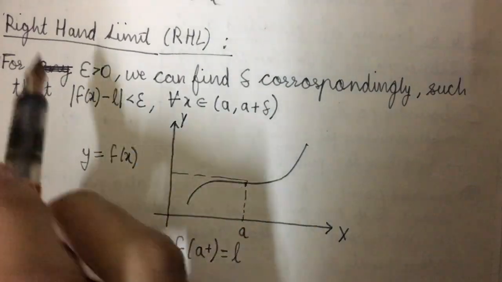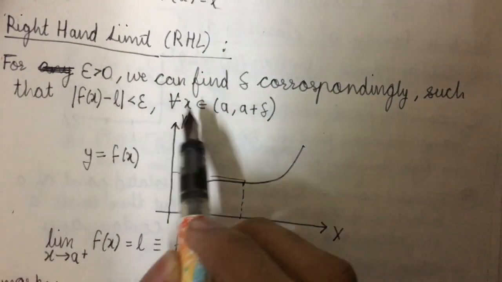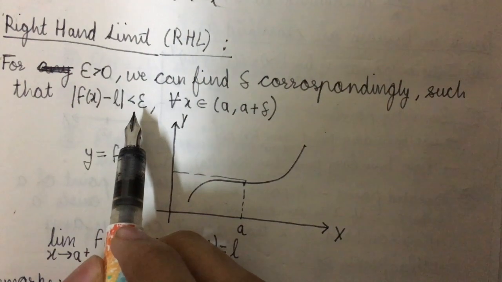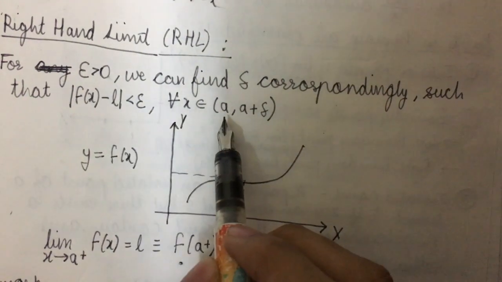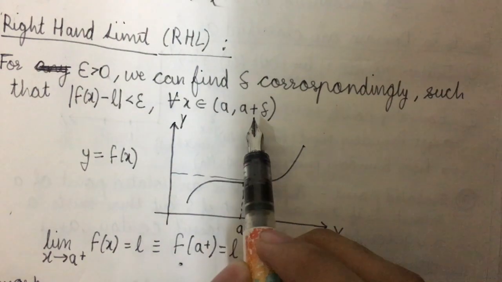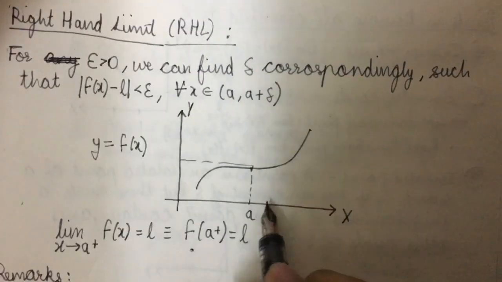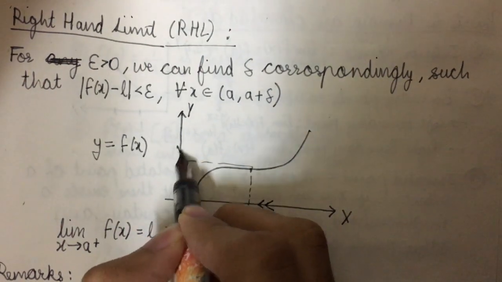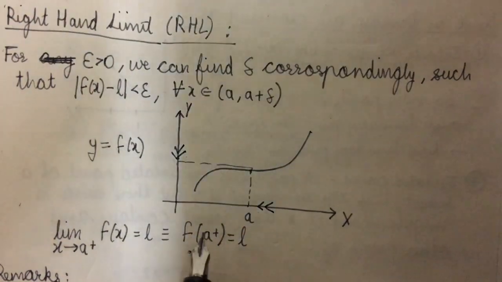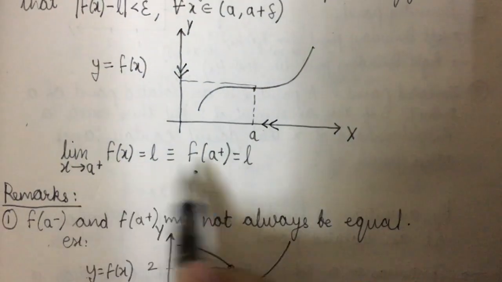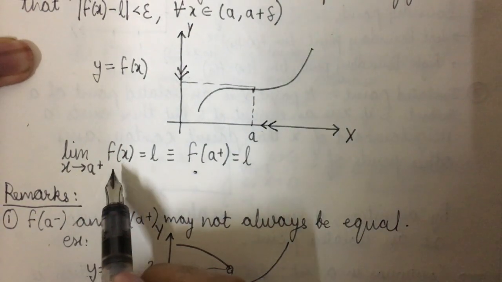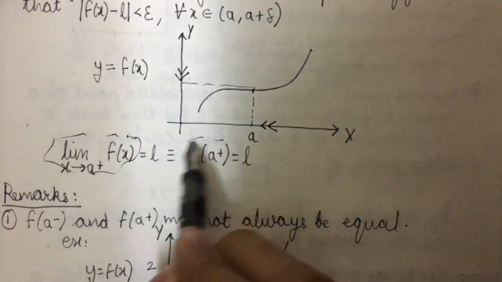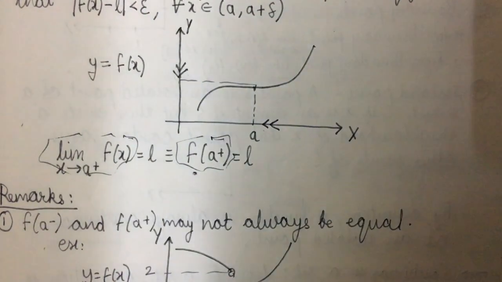Similarly, for the right hand limit, the definition is for epsilon greater than 0, we can find delta correspondingly such that mod of f(x) minus l is less than epsilon for all x belongs to the right neighborhood of a, that is a to a plus delta. This time we approach a from the right hand side and see the corresponding value to which f of x goes. Similarly, this can be written as limit x tends to a plus f(x) equals l, and also correspondingly as f of a plus equals l.